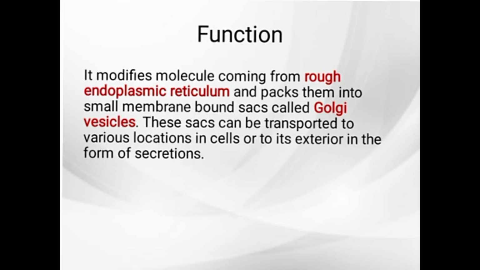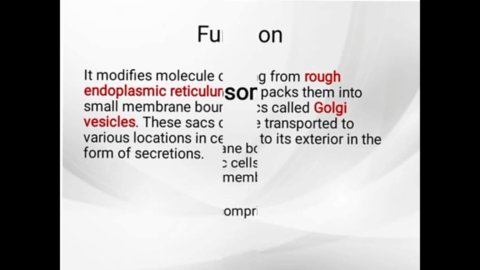The Golgi apparatus modifies molecules coming from the rough endoplasmic reticulum and packs them into small membrane-bounded sacs called Golgi vesicles. These sacs can be transported to various locations in the cell or to the exterior in the form of secretions.